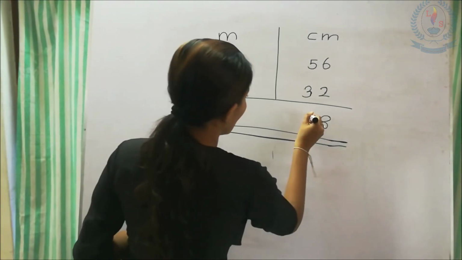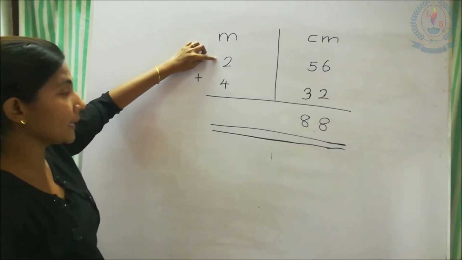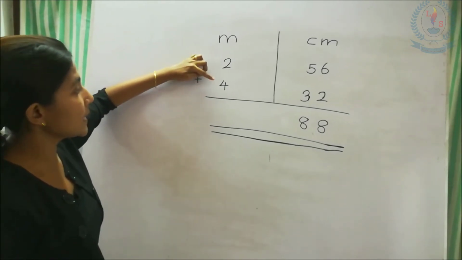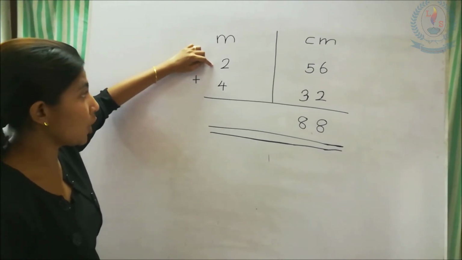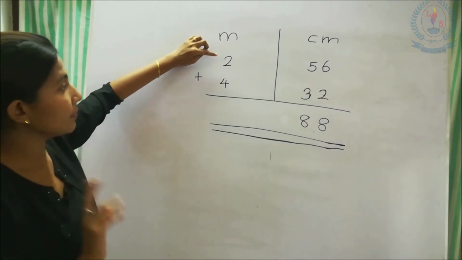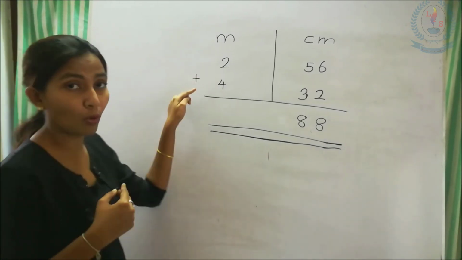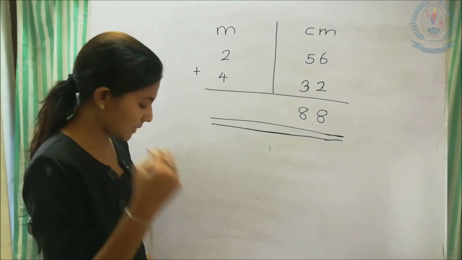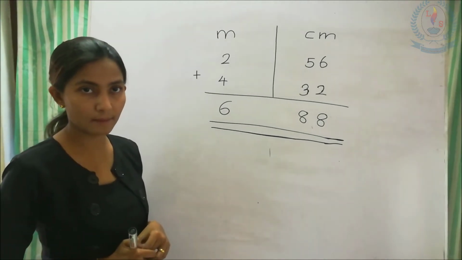Here again we got 8. Then here you have 2. You can take 2 to your mind and 4 fingers. All you can do is take the big number to the mind and the small number to your hand. So what is the big number here? 4. Take the 4 to your mind. Then take the small number, 2, to your hand. 4 in your mind, 2 fingers: 4, 5, 6. Then our answer is 6 meters and 88 centimeters.